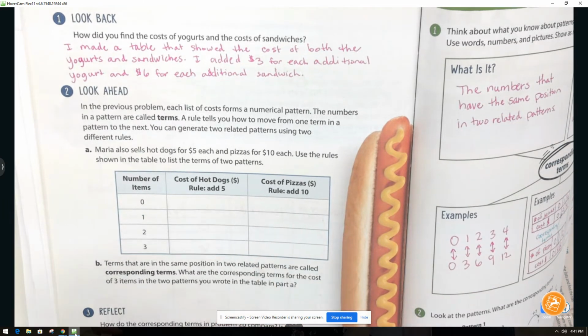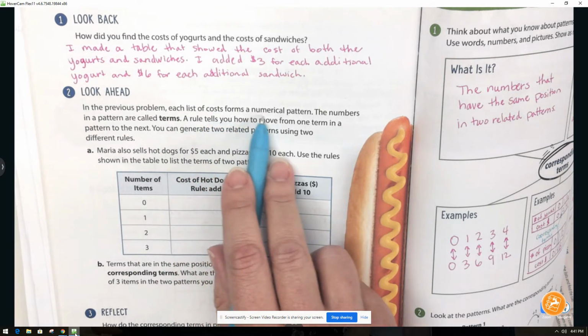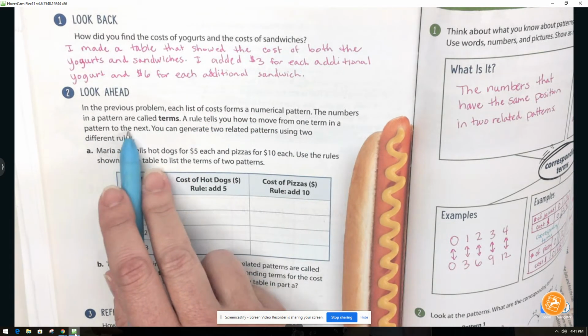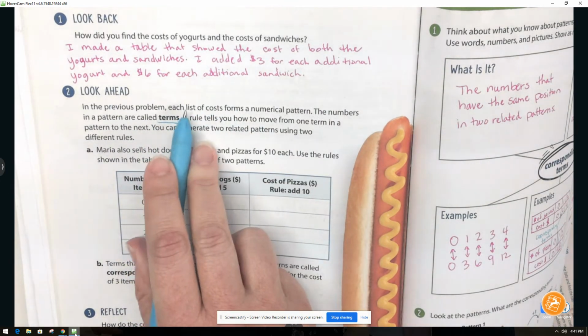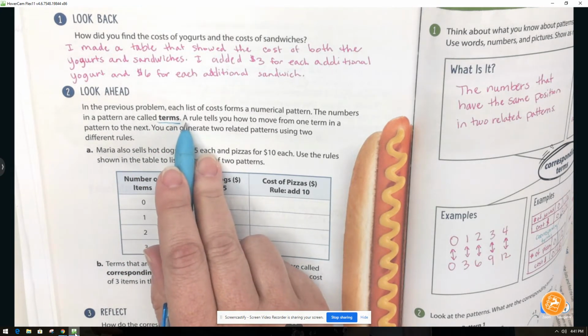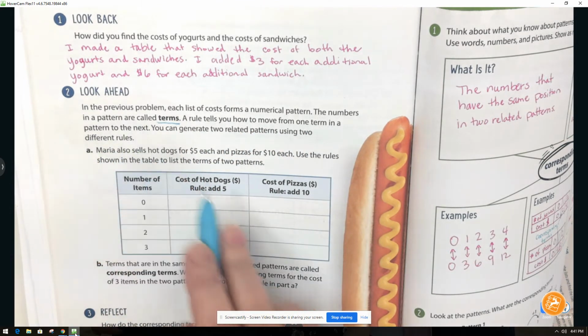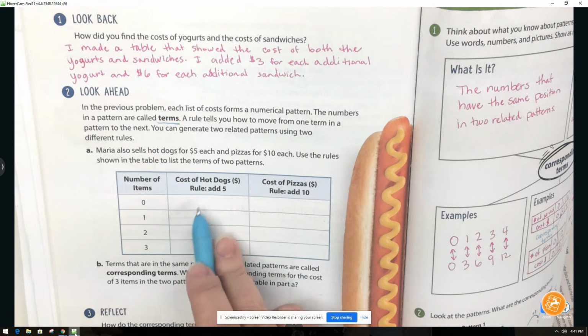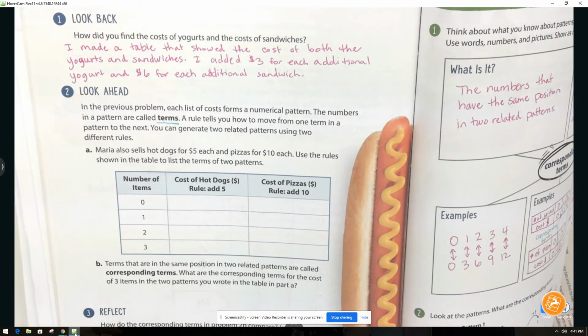Now, looking ahead, in the previous problem, each list of costs formed a numerical pattern. The numbers in the pattern are called terms. That's the word I just used on that last page. A rule tells you how to move from one term in a pattern to the next. So a rule is going to tell us how we move from the term here to the term here, to the term here, to the term here. What is the rule that we do to move? And it goes in both of those columns.